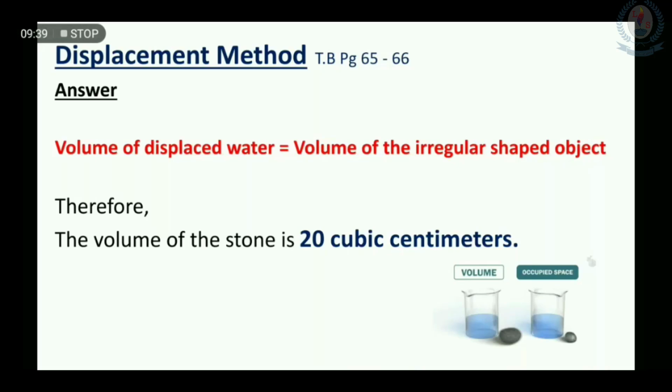Okay, cm3 means 3 refers to cubic, cm refers to centimeter. So we call it cubic centimeter. If the volume of the displaced water is equal to the volume of the irregular shaped object, tell me, what is the volume of the stone? What is the answer? Definitely. Stone is an irregular shaped object. Therefore, the volume of the stone should also be 20 cubic centimeters.